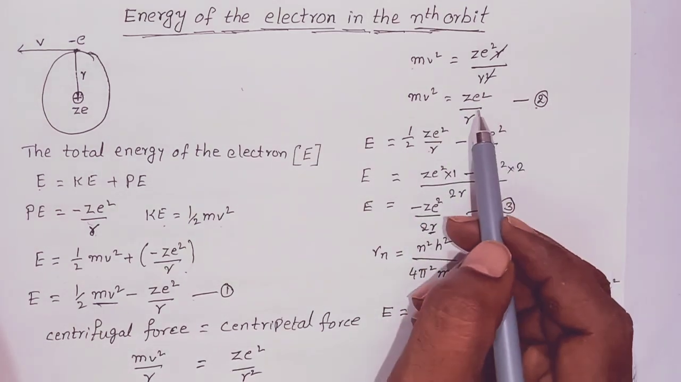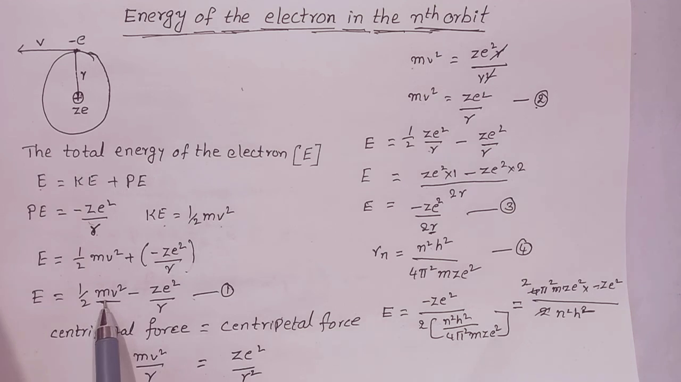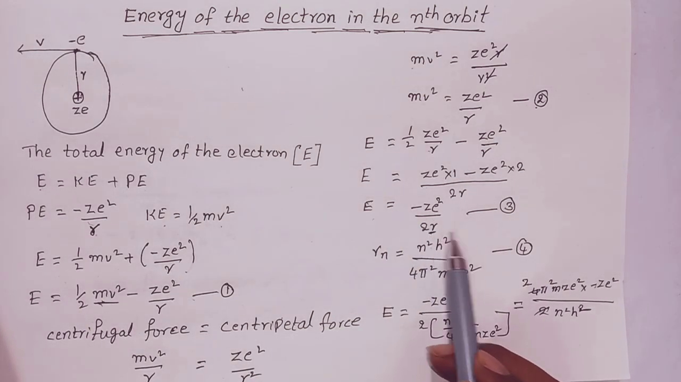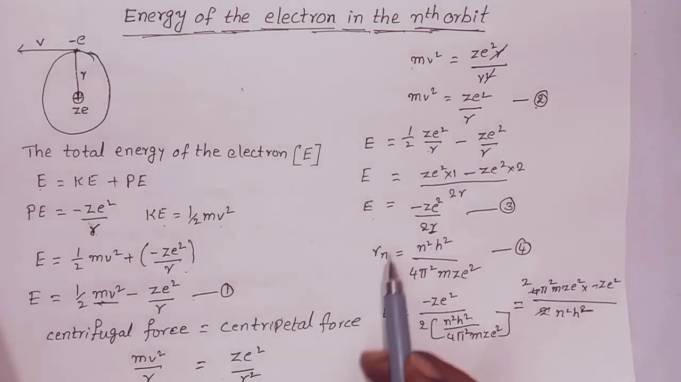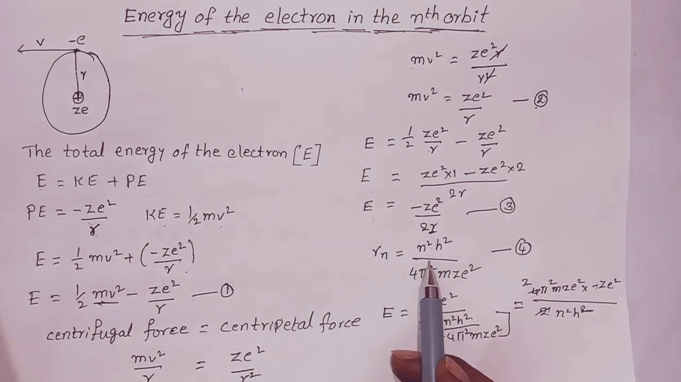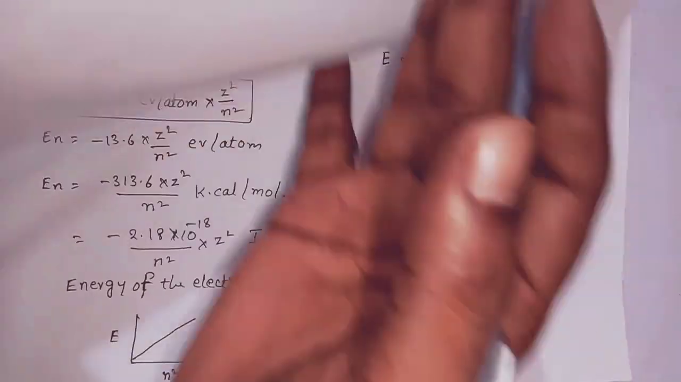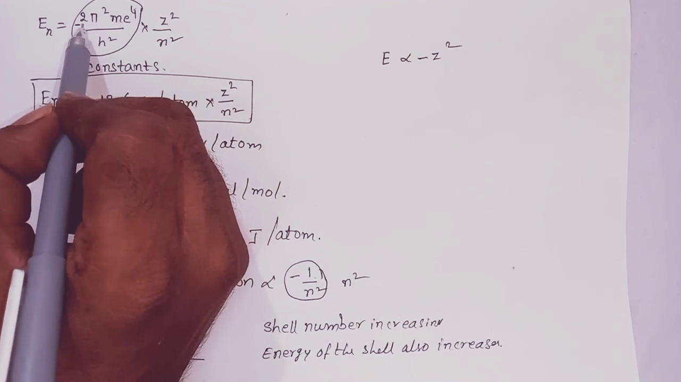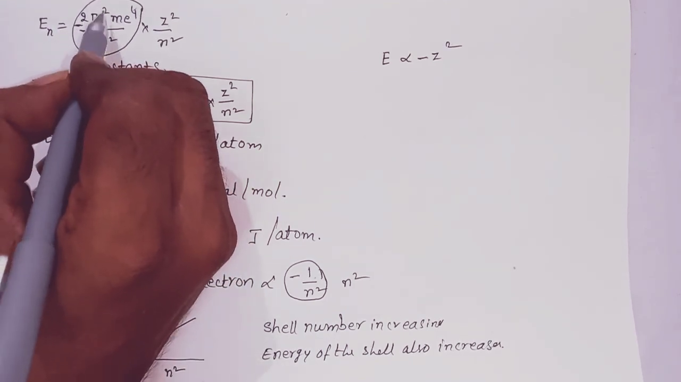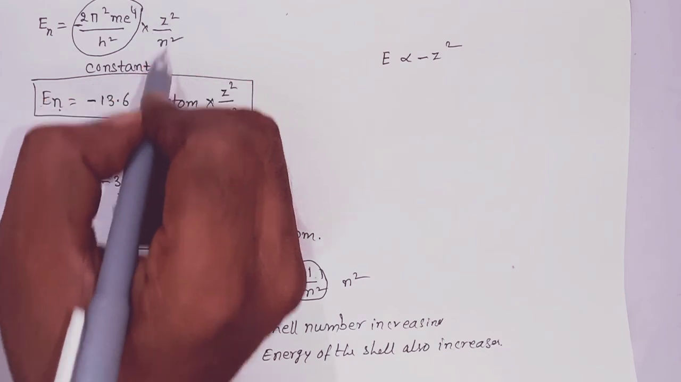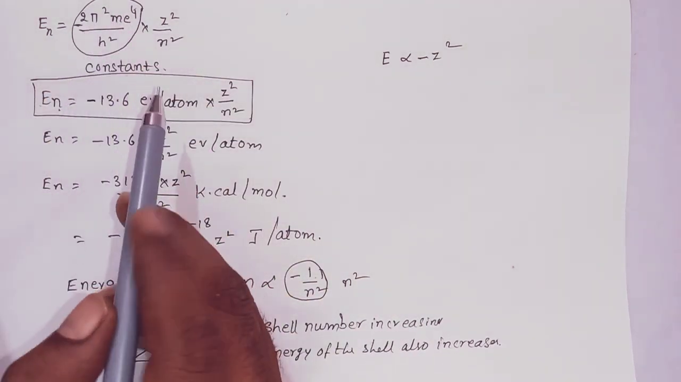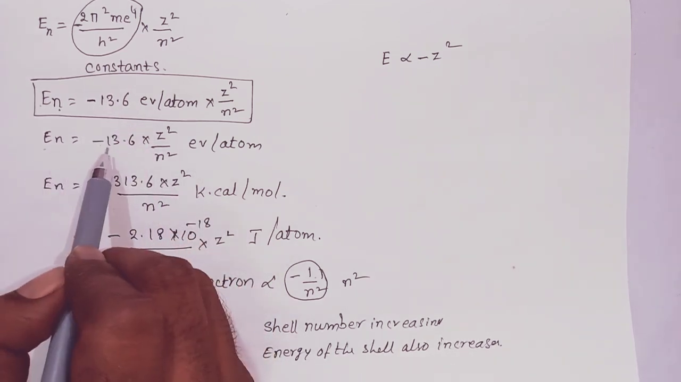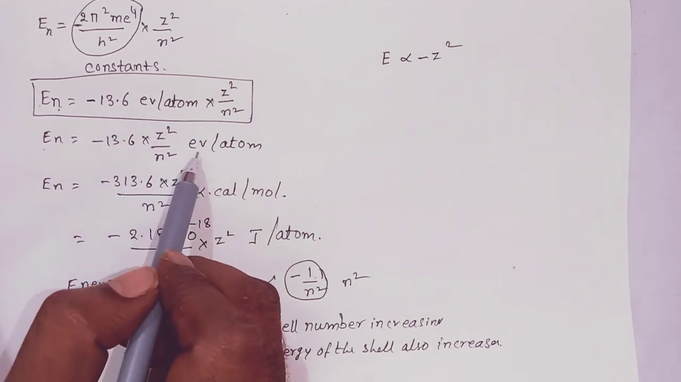So when you substitute this m v square value here, we get another expression, E equal to minus Z e square by 2r. In this r place, you have to substitute the radius of the nth orbit. Then we will get finally En equal to minus 2 pi square m e power 4 by h square into Z square by n square. This is the constant. In electron volt, this value is minus 13.6. So you have to write En equal to minus 13.6 into Z square by n square electron volt per atom.